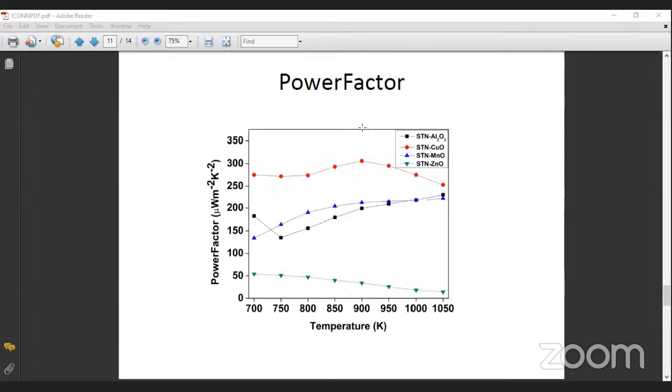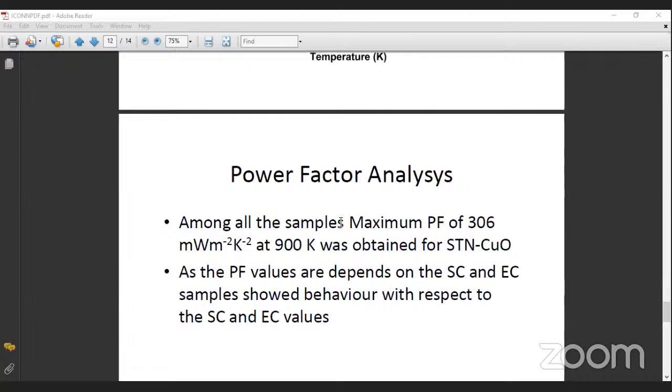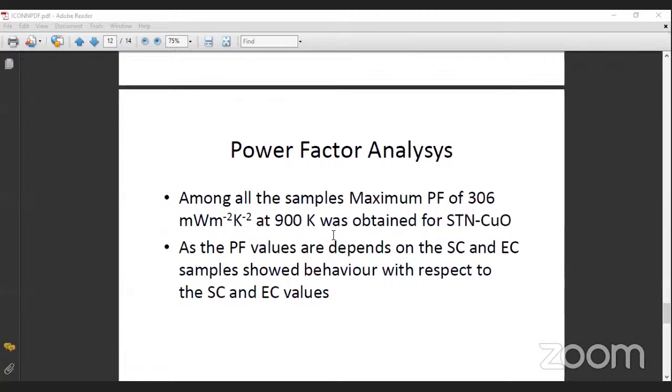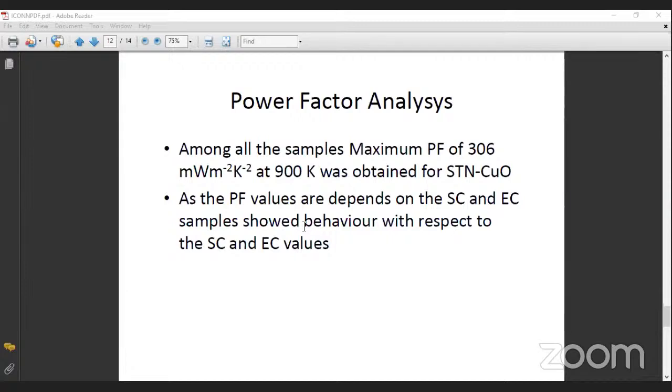So here, the power factor for the copper oxide mixed samples shows comparatively higher values. Among the samples, around 306 microwatt per meter per Kelvin squared was obtained for copper oxide mixed Nb-doped strontium titanate, as the power factor depends on the Seebeck coefficient and electrical conductivity.